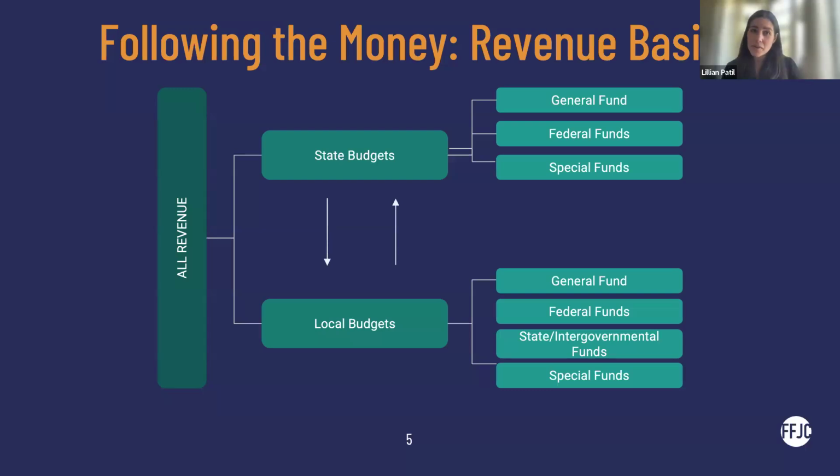That may come through in local budgets and show up as like a state transfer revenue line or an intergovernmental transfer revenue line. Just something to be cognizant of if you are looking through both state and local budget documents to make sure that you're not counting the same revenue stream twice.